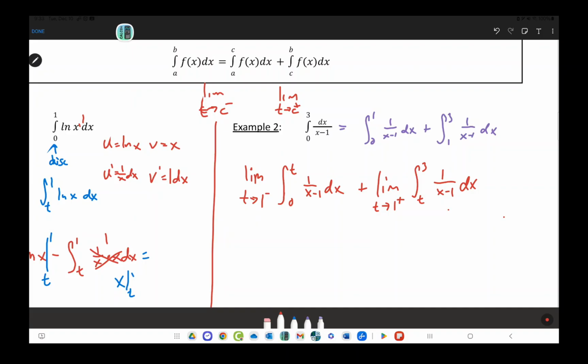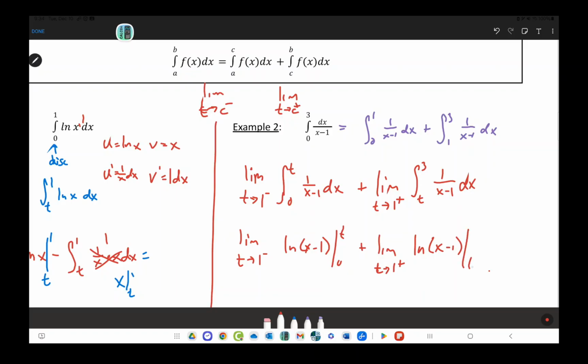Now, what is the antiderivative of 1 over x minus 1? Yeah, natural log of x minus 1. So, the limit as t approaches 1 from the left of the natural log of x minus 1 from 0 to t, plus the limit as t approaches 1 from the right of the natural log of x minus 1 from t to 3.